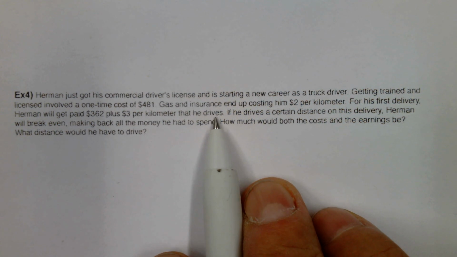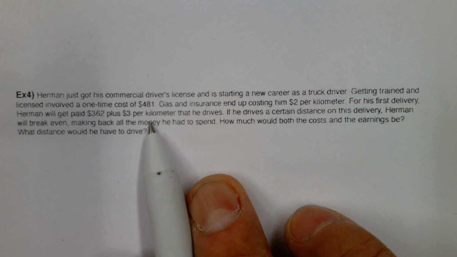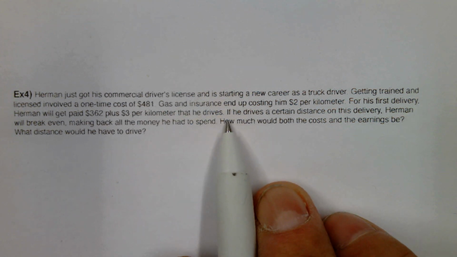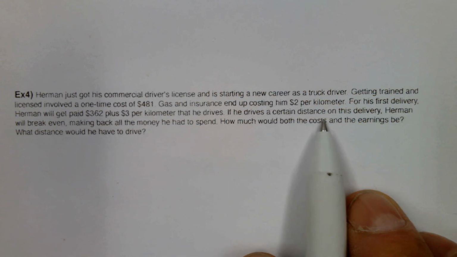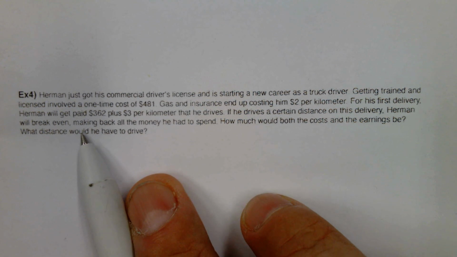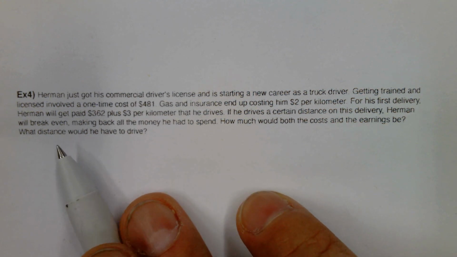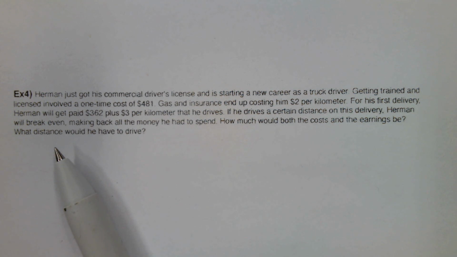So this is when he starts earning money. He's going to get $362 and $3 per kilometer. Then it says if he drives a certain distance on this delivery, Herman will break even. What does it mean when you break even? In this case, it means you make back everything you paid. So everything that he had to pay for, he's going to make back in this delivery. But we want to know when that is.